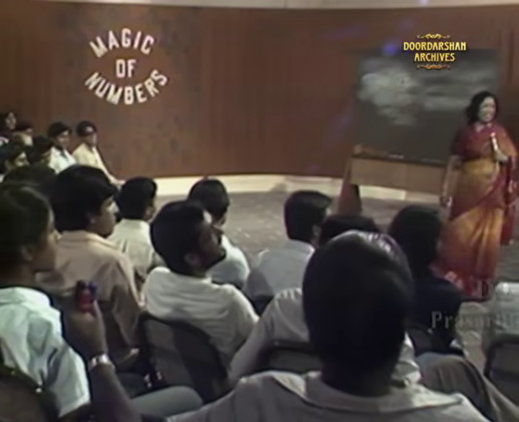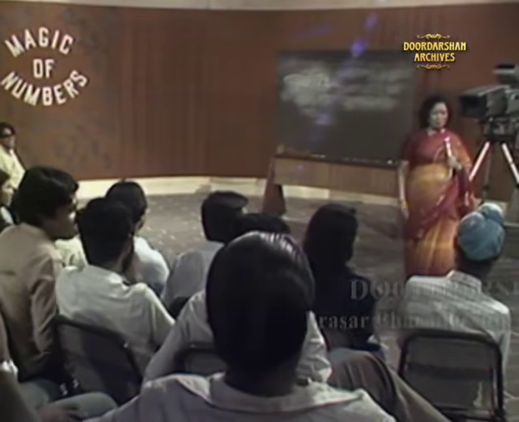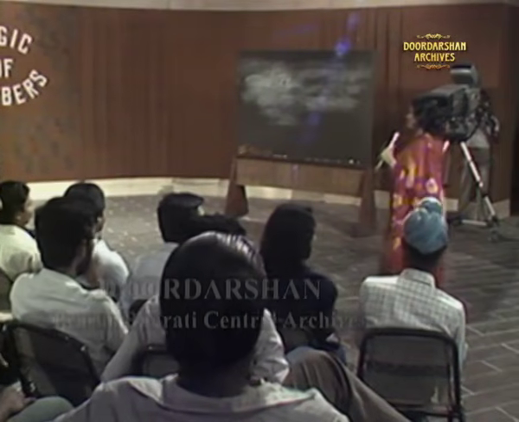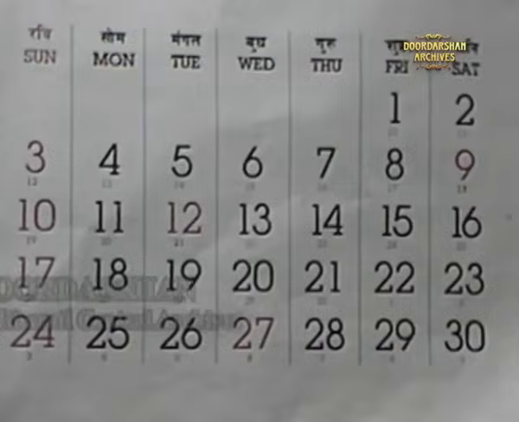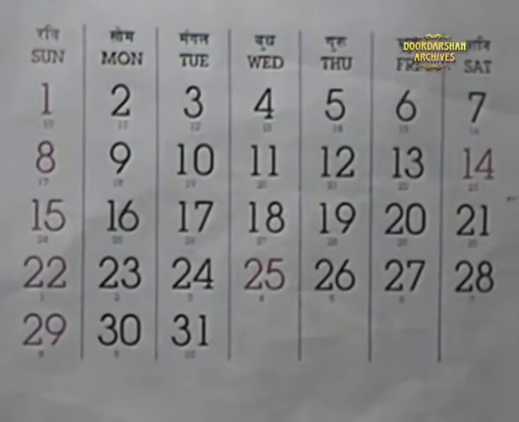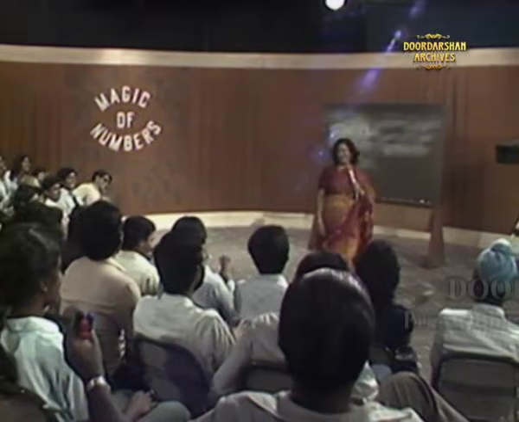August Saturday, 3, 10, 17, 24, 31st. September Saturday, 7, 14, 21st, 28th. October Saturday, 5, 12, 19, 26. November Saturday, 2nd, 9, 16, 23rd, 30th. December Saturday, 7, 14, 21st, 28th. Okay? Thank you.